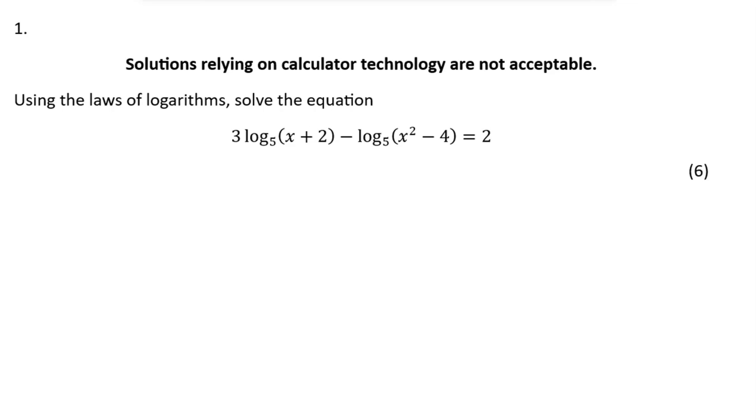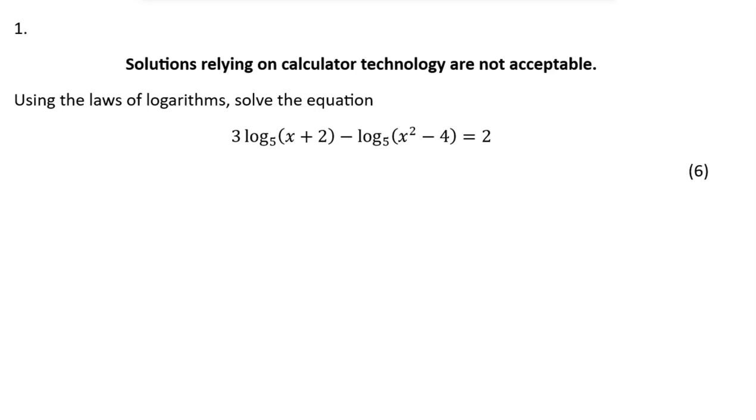Now for our first question then, we are going to use the laws of logarithms to solve the following equation. Now in this equation I already have all of the logarithms on the left hand side and all of the non-logarithm terms are on the right hand side, so that's good. On the left hand side, what I want to do is use the laws of logarithms to combine these two terms into one single logarithm. And we'll see why we want to do this in a second.